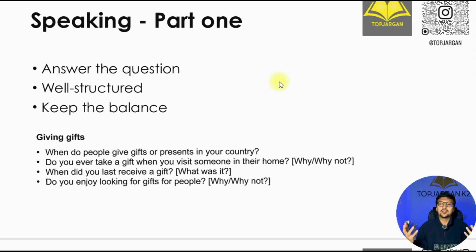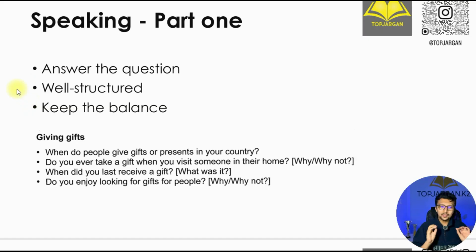And then you give some examples, use READ techniques or arguments, or give your own experience and so on. Okay, just answer briefly. For example, do you enjoy looking for gifts? Yes, I do. Or, for example, I love it. Then you explain, okay? So you can give your answer in a short way or in a long way, and then you explain it.